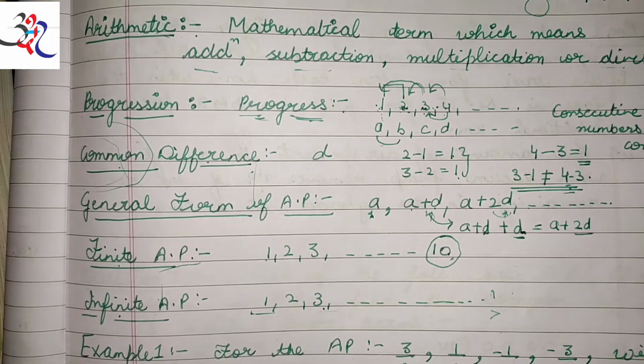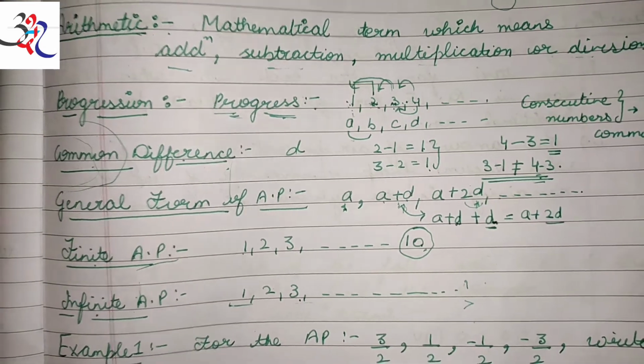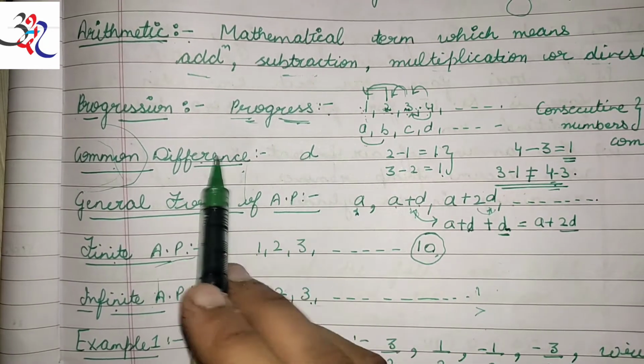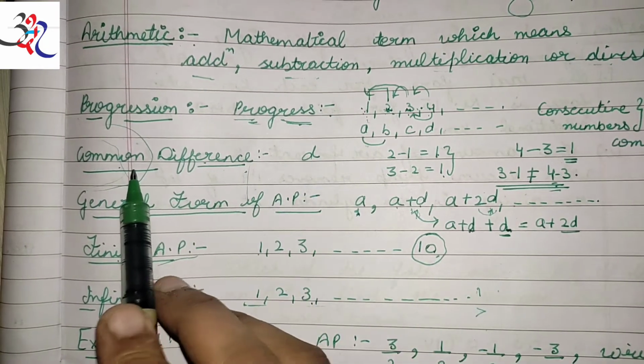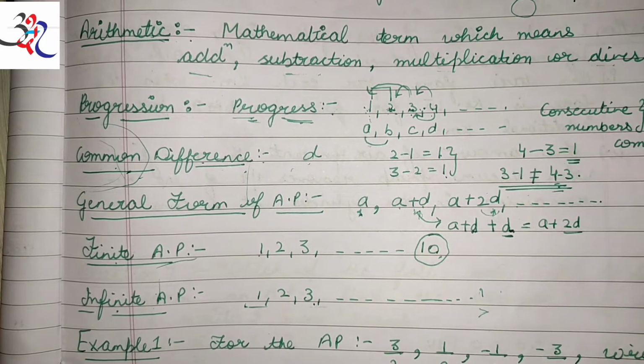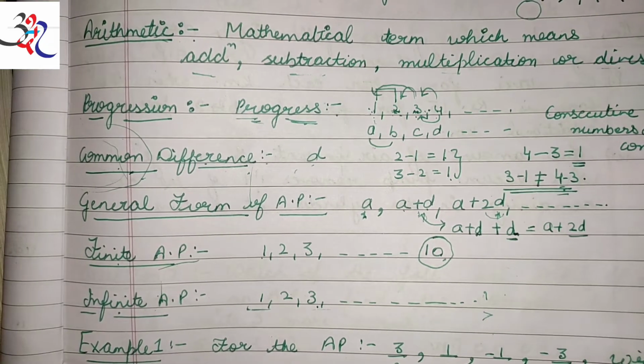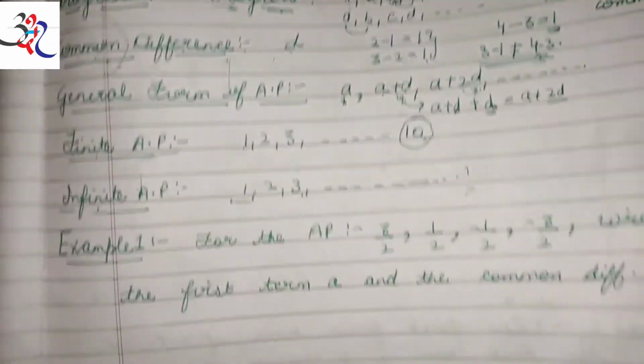So how will you decide that the given terms are in AP or not? If the difference between two consecutive terms is common, then that will be called an AP. Otherwise, the given progression is not in AP.